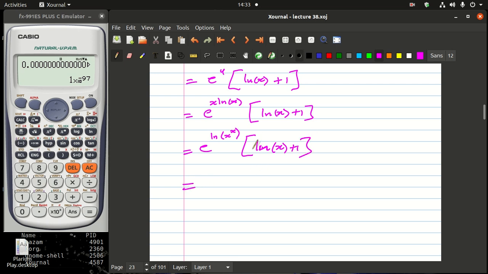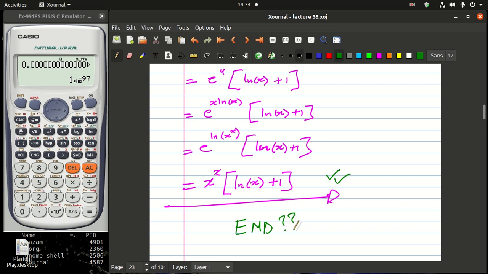The natural log and e undo each other, or cancel each other, whichever way you want to call it. This and this will end up cancelling out, and we'll be left with x raised to x. And then inside here we have natural log of x plus 1, and we have this. You can see how easy this is. Very, very easy. What is important is that you remember the log rules to deal with this. I hope you understood what we're doing here.